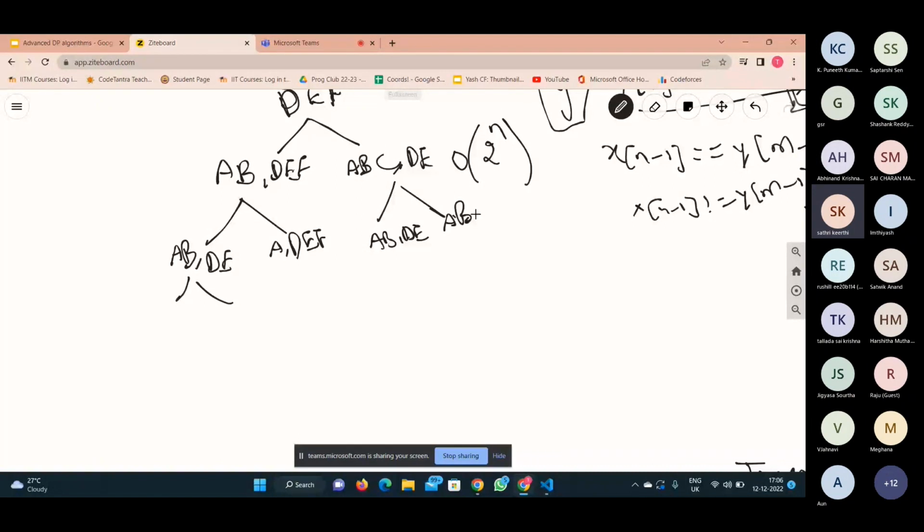In a recursive solution, we will be finding the LCS of AB comma DE twice. So this is the same as when you find Fibonacci in Fibonacci sequences. When you have the repeated terms, we just memoize them. So what we'll be doing is memoization for this problem.